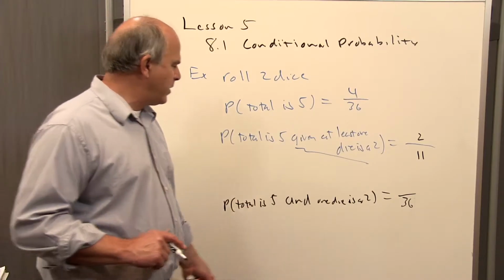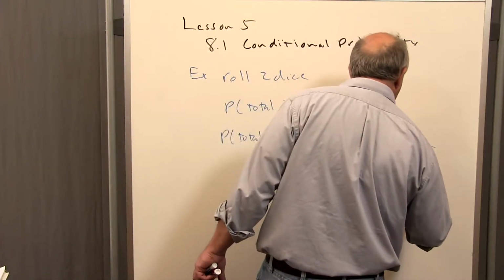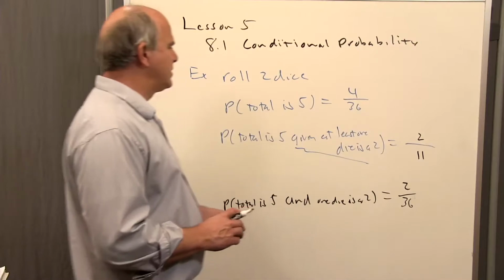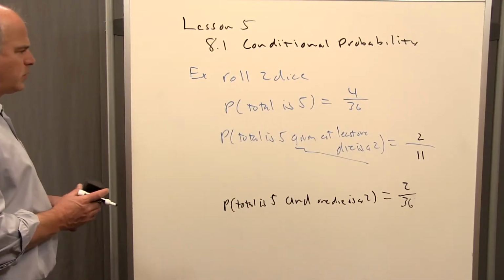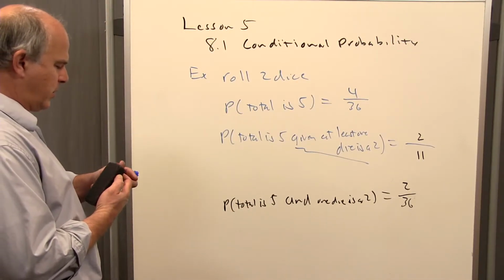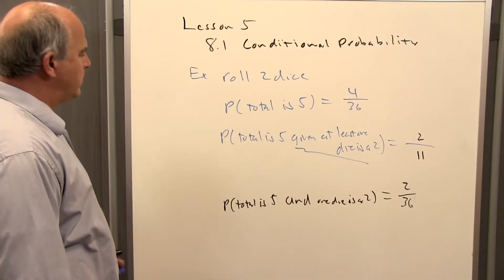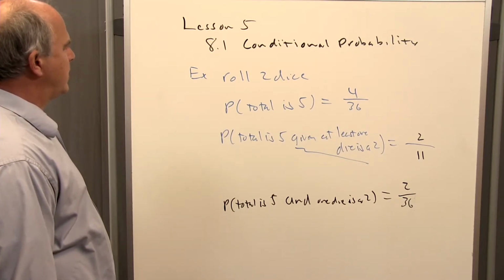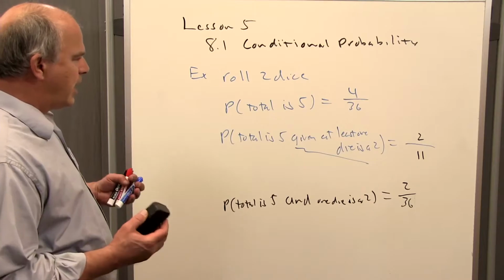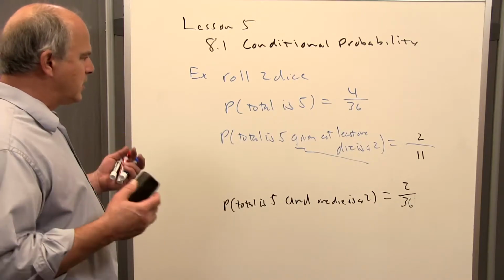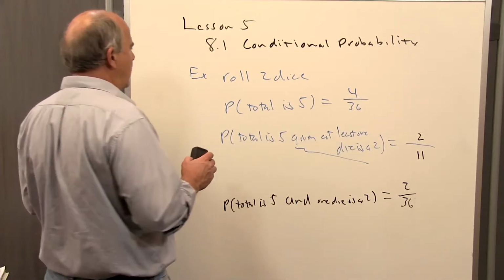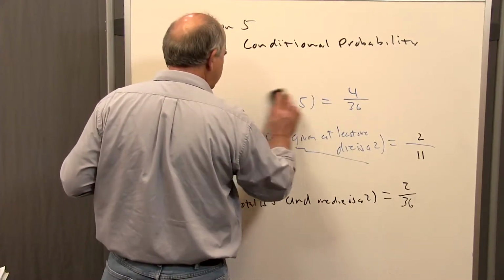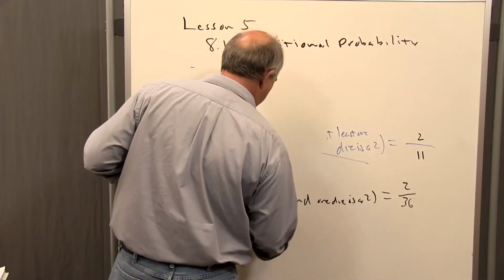Total's 5, and one of the dice is 2. That's a 3, 2, and a 2, 3. That's 2 out of 36. So learn to recognize, and the word given is the one I try to use most often, but the book uses the word if a lot, right? When you have those sample space questions, you can always do questions by just counting, right? And this is a counting question.